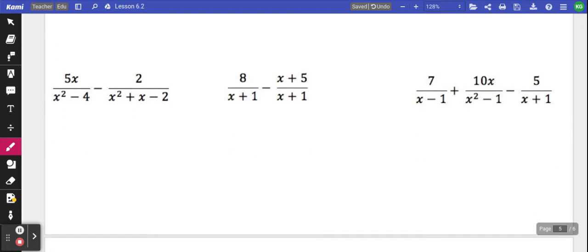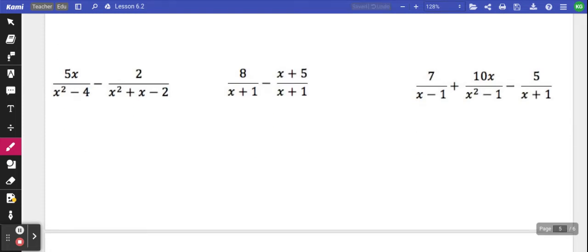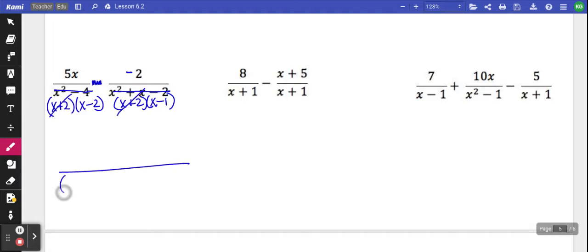Now in subtracting, it's basically the same process, but we just have to make sure that when I am distributing this 2, I remember that it is a negative 2. So this would factor into x plus 2, x minus 2. And this one would factor into x plus 2, x minus 1. So they both have the x plus 2. I need to give this one an x minus 1. And I need to give this one an x minus 2.